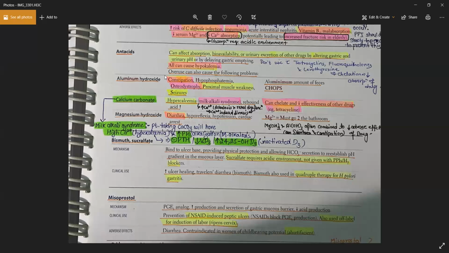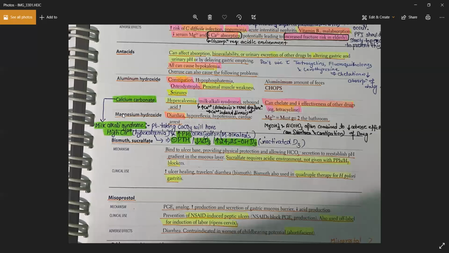These two are very important for the aluminum hydroxide. For the magnesium, it can cause the diarrhea. Because the aluminum is causing the constipation and magnesium is causing the diarrhea, you generally combine these two drugs to have a neutral effect.